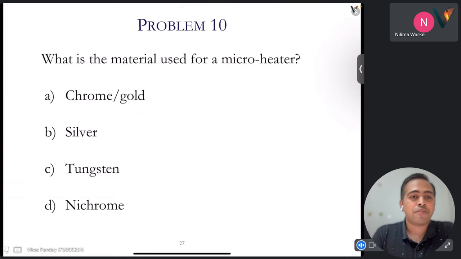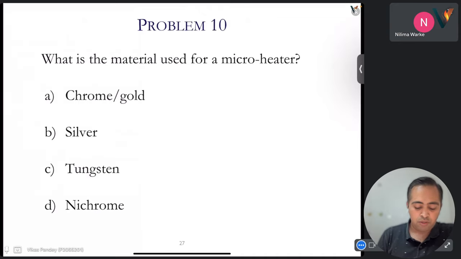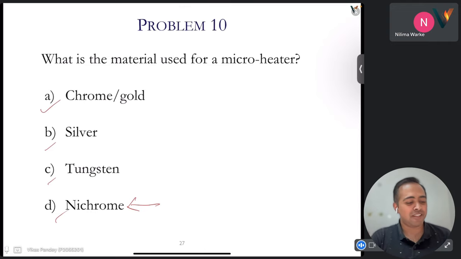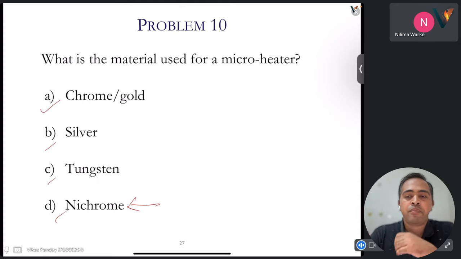Yes, this is the question. What is the material used for a micro heater? Chrome, gold, silver, tungsten, or nichrome? Yes, I'm aware nichrome is used. In fact, I think we have studied this in our school science books also, right? Nichrome, which is an alloy of nickel and chromium, is a very common one used.